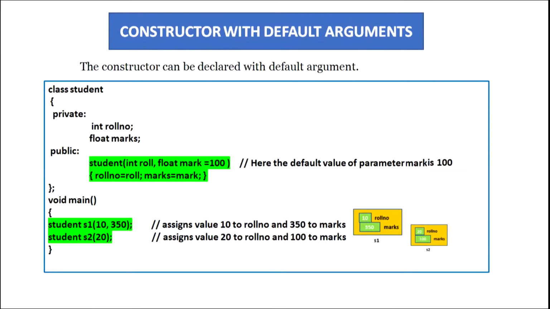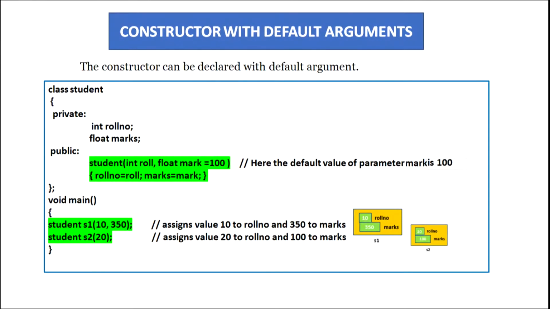Constructors with default arguments. Now, we can also declare constructors with default arguments. Let us understand this concept with the help of an example. We are taking an example of a class student with data members roll number and marks. In the public section, we are declaring a parameterized constructor, student, and the parameters are int roll, comma, float mark, and this time we are assigning the value 100 to the parameter mark. The body will remain the same, roll number equal to roll and marks equal to mark.